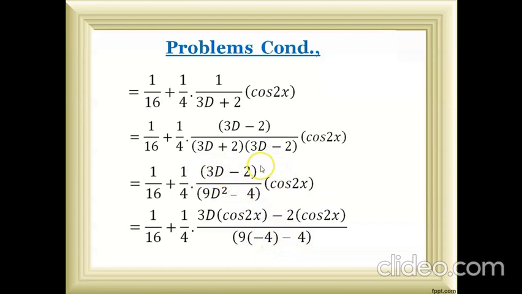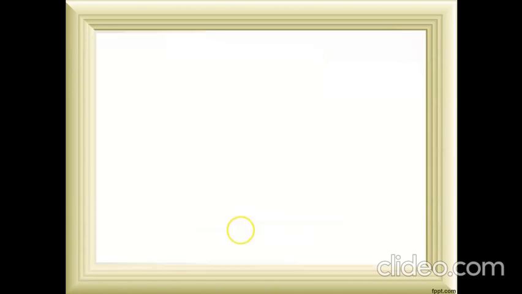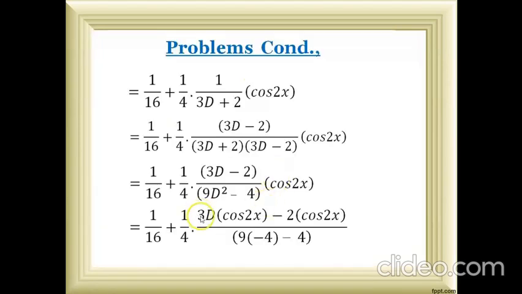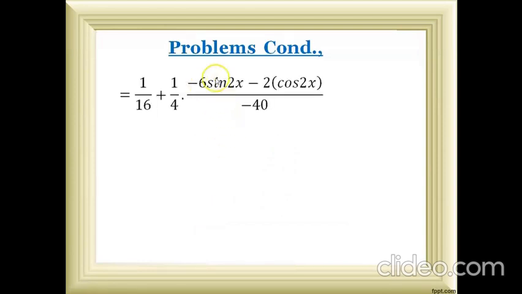In parallel, I am doing the multiplication of 3d minus 2 into cos 2x. It will become 3d into cos 2x minus 2 into cos 2x. Earlier, I said d is nothing but d by dx, that means derivative with respect to x. The derivative of cos 2x with respect to x is minus 2 times sin 2x. But here I already have 3, no? So totally it becomes minus 6 times sin 2x minus 2 times cos 2x, by, after simplifying the denominator of the previous one, minus 40.